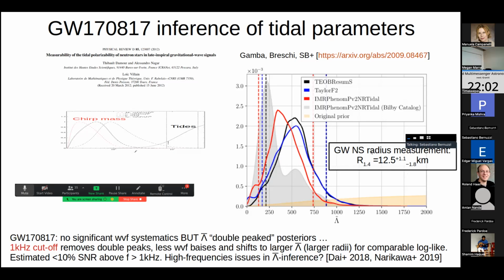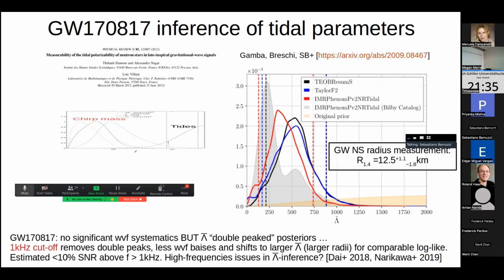But the lesson is that in the future, one has to be very careful with waveform systematics, especially with high SNR signals. One thing that we have done in this analysis in particular was to cut at 1 kilohertz, which on one hand means minimizing the information with respect to the standard 2 kilohertz analysis.